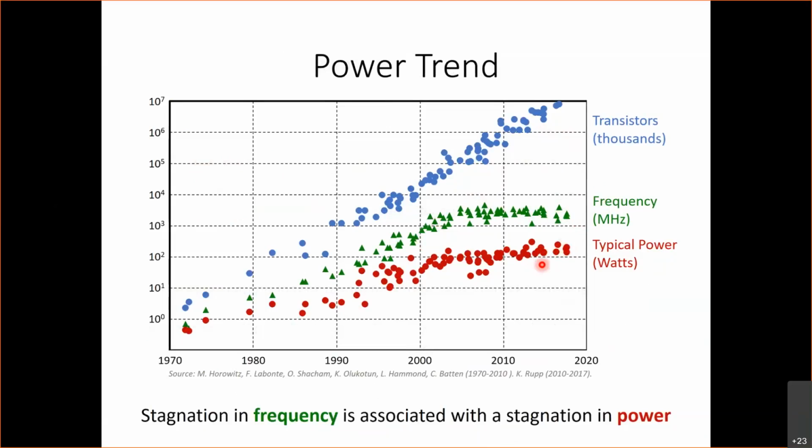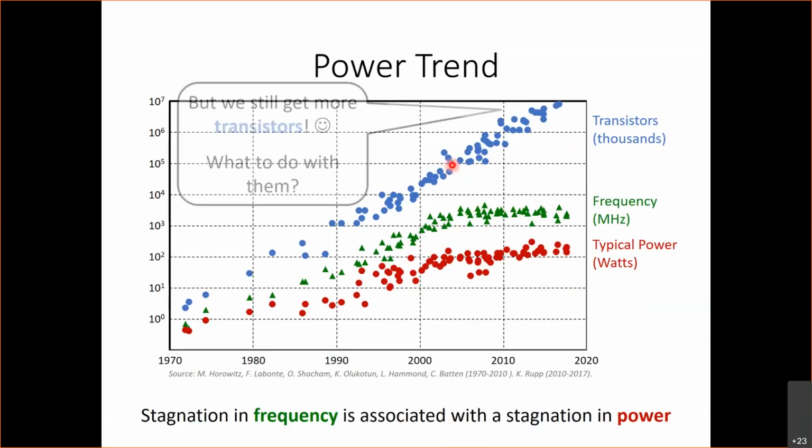But there's still good news. The good news is that even though we face this stagnation in frequency, which is correlated with stagnation in power, we are still getting more transistors. This means that we no longer have a free lunch, with free speedups from the improvement in frequency. But we can take advantage of the fact that we have more transistors to try to get improvements in performance from somewhere else. And let's see what we can do with these additional transistors.